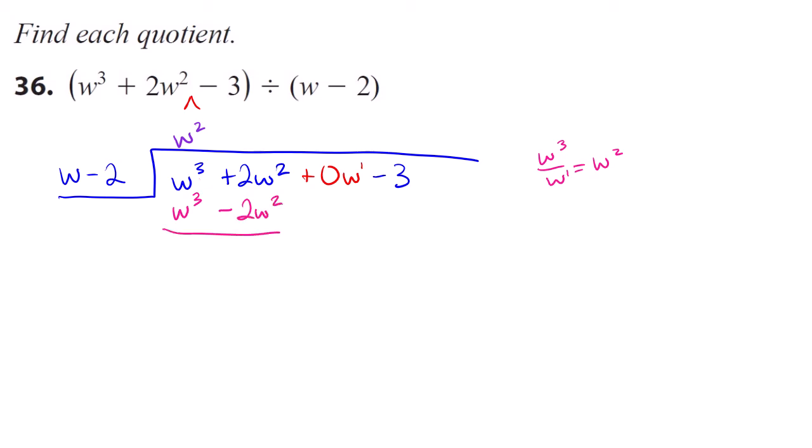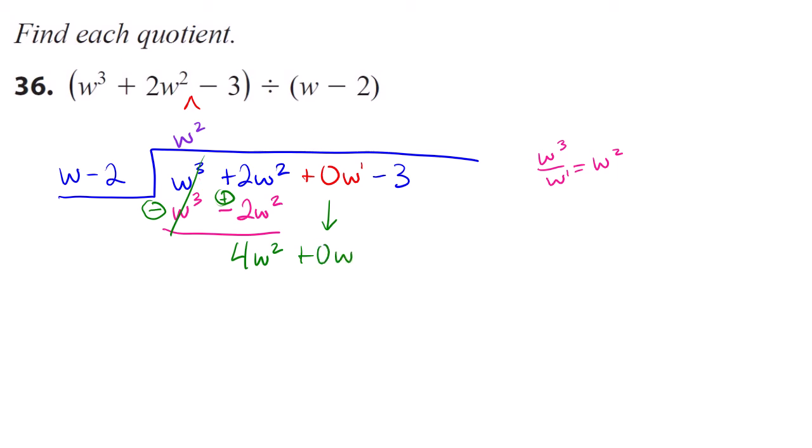Now we're going to subtract. Remember, that means we change both signs. So this w cubed will become negative, and this 2w squared is going to become positive. I write these above and circle them just so I know that I changed my sign when I look back at my work. So w cubed minus w cubed cancels out, turns to 0. Then when I add 2w squared plus 2w squared, I get 4w squared, and bring down the 0w.